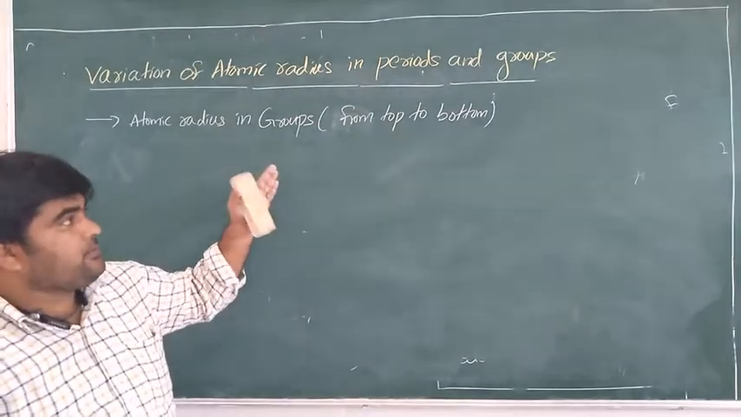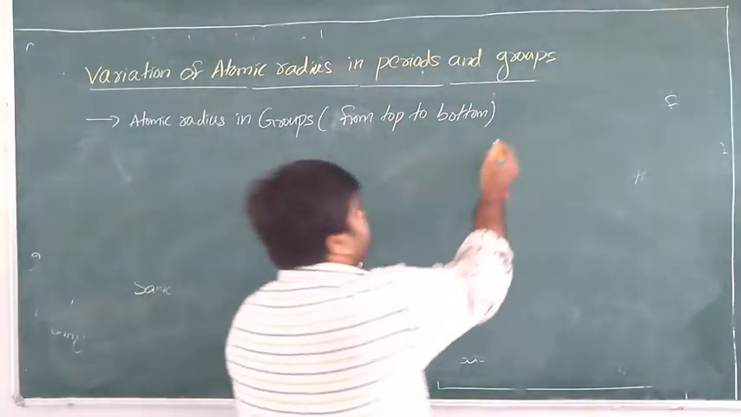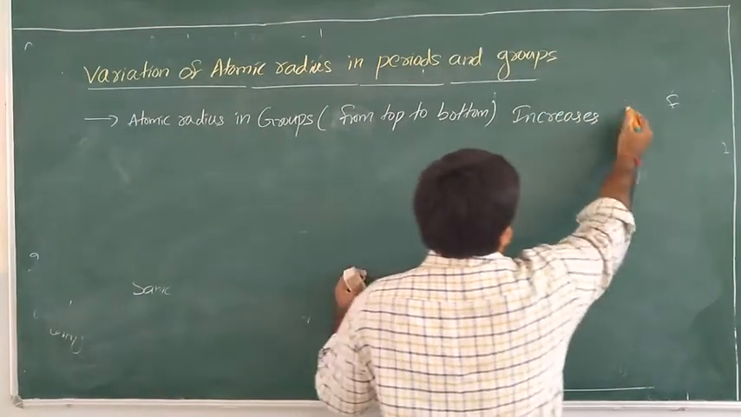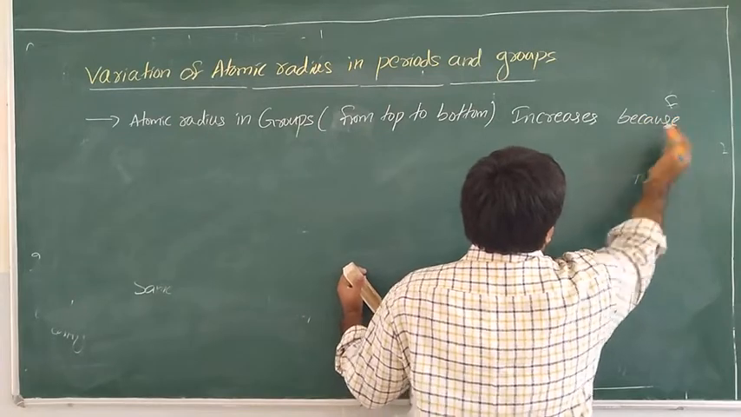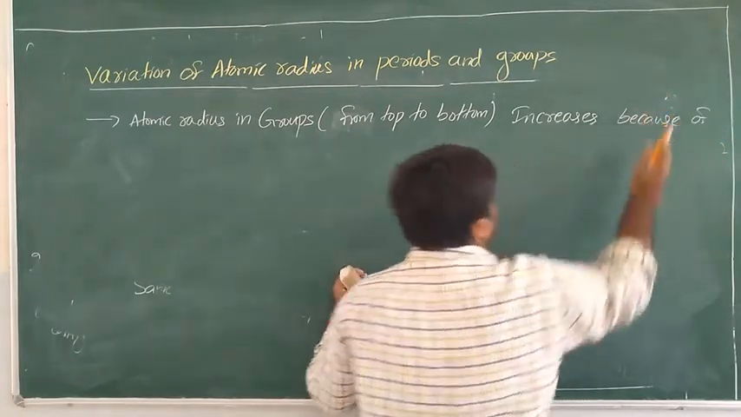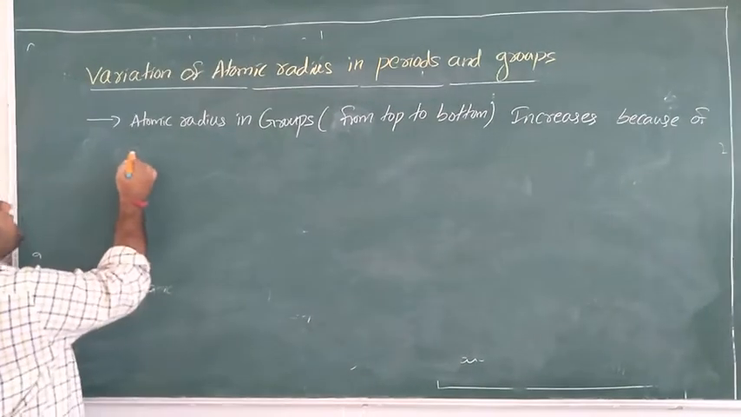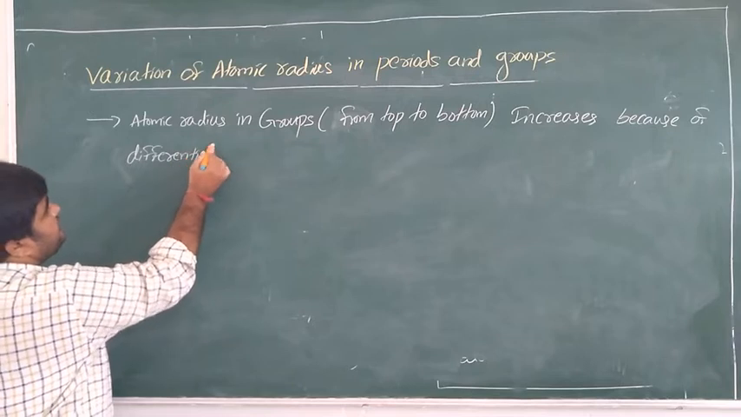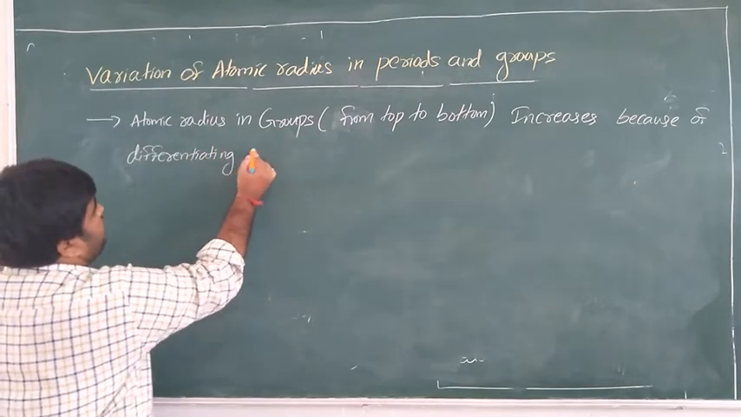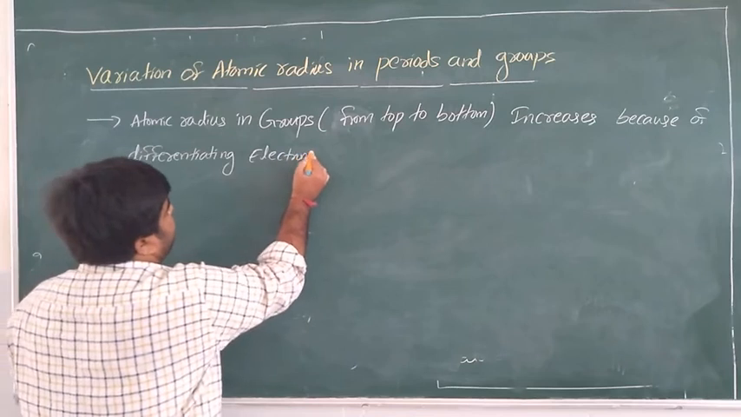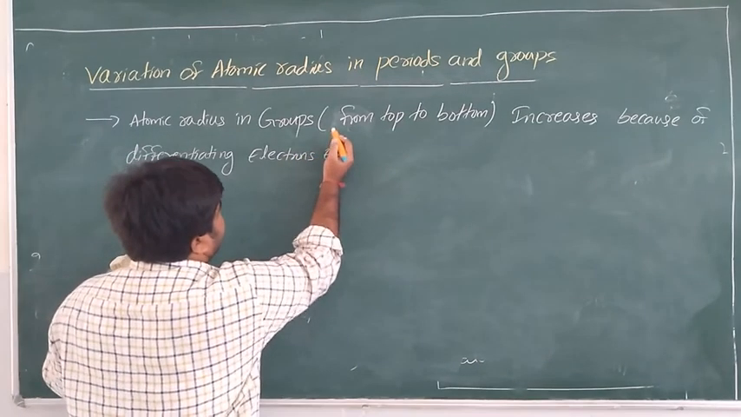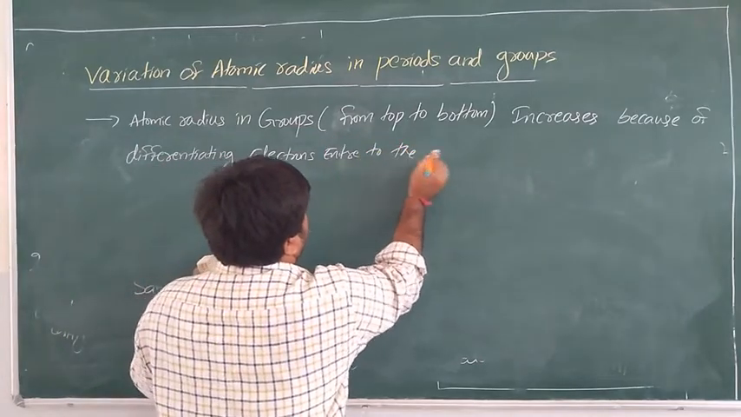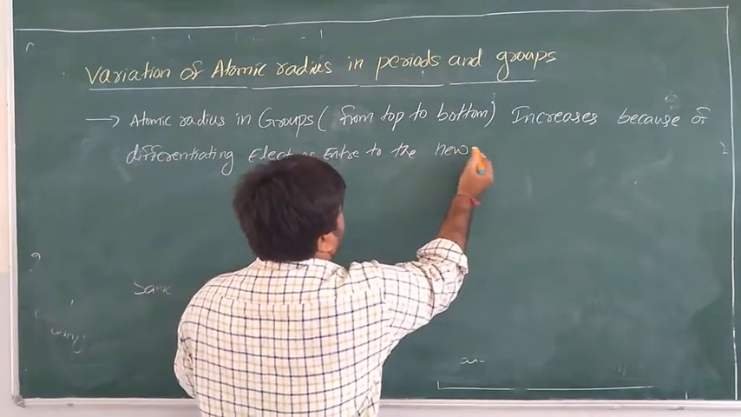Atomic radius in a group from top to bottom increases because the differentiating electrons enter the new energy level.